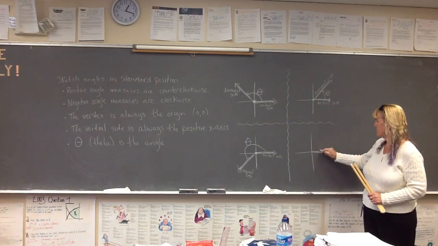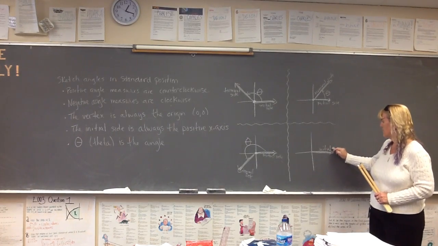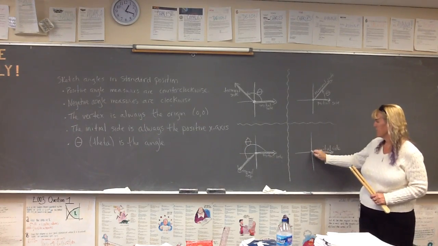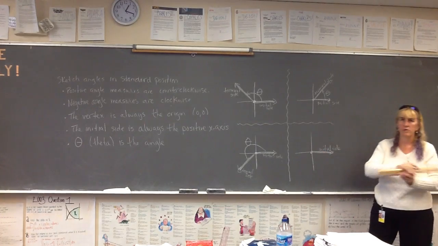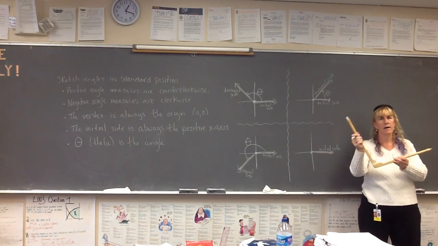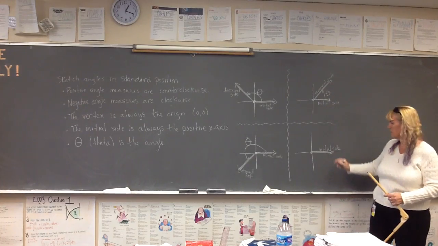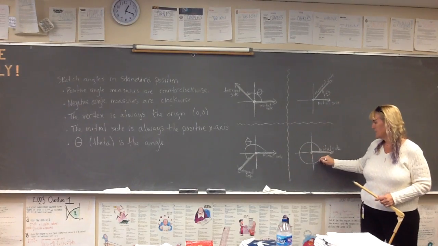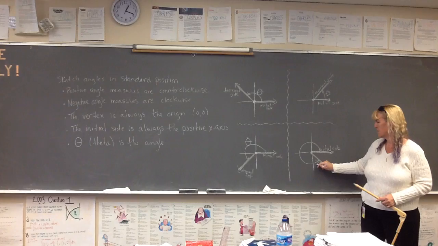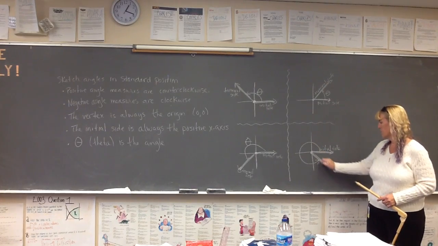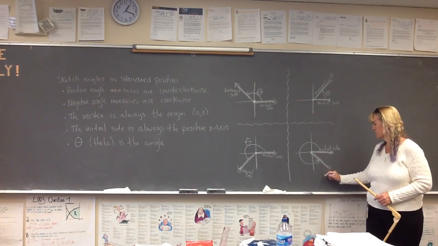And now, the last one, initial side again. Your vertex is 0, 0. You start opening, you go all the way around, almost the whole entire way, right? But you're over here in quadrant, what's this quadrant? 4, okay? And this is called your terminal side again.